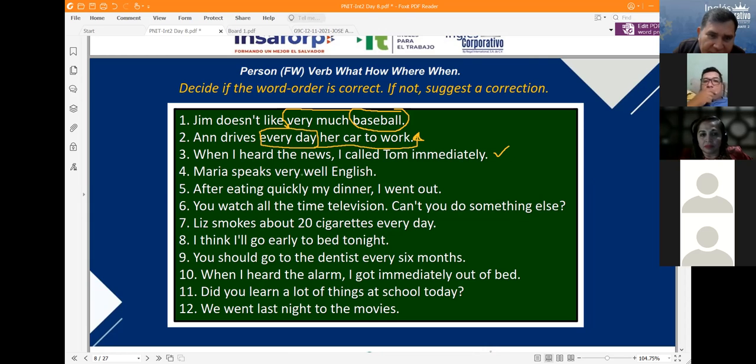Speaks English very well. How? Well is the adverb of manner. Very is an adverb of degree. So, put it there: speaks English very well. Now, number five. What do you think about number five?